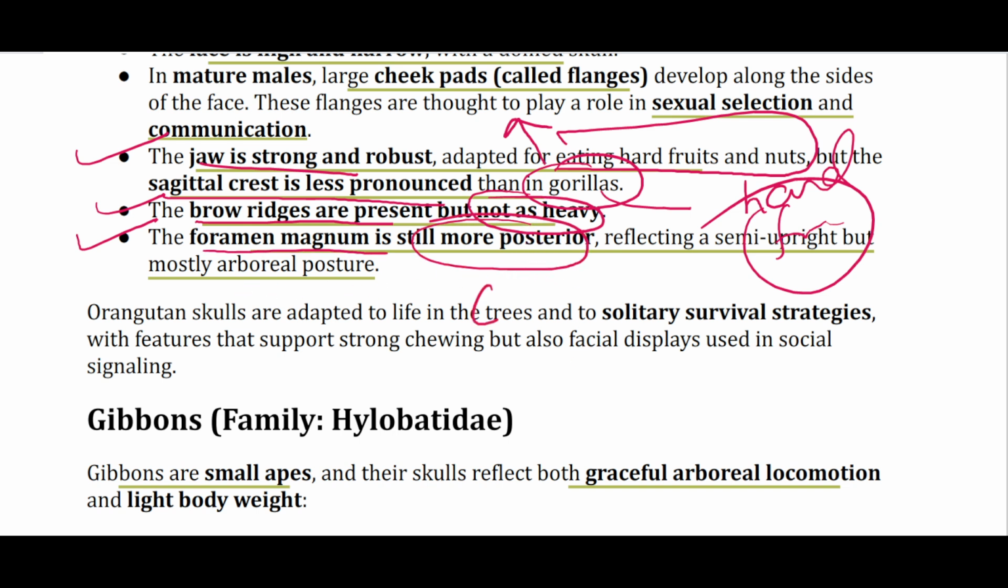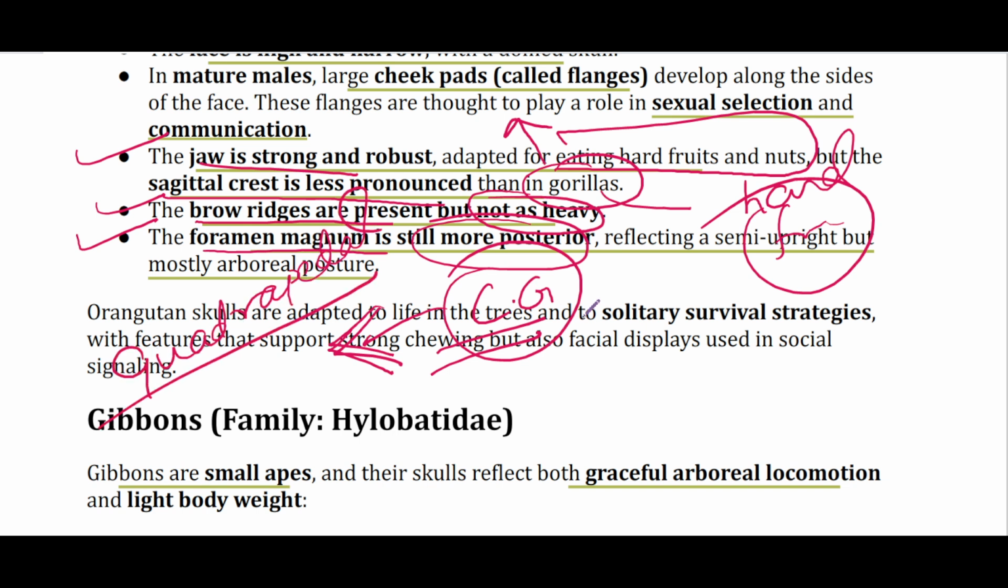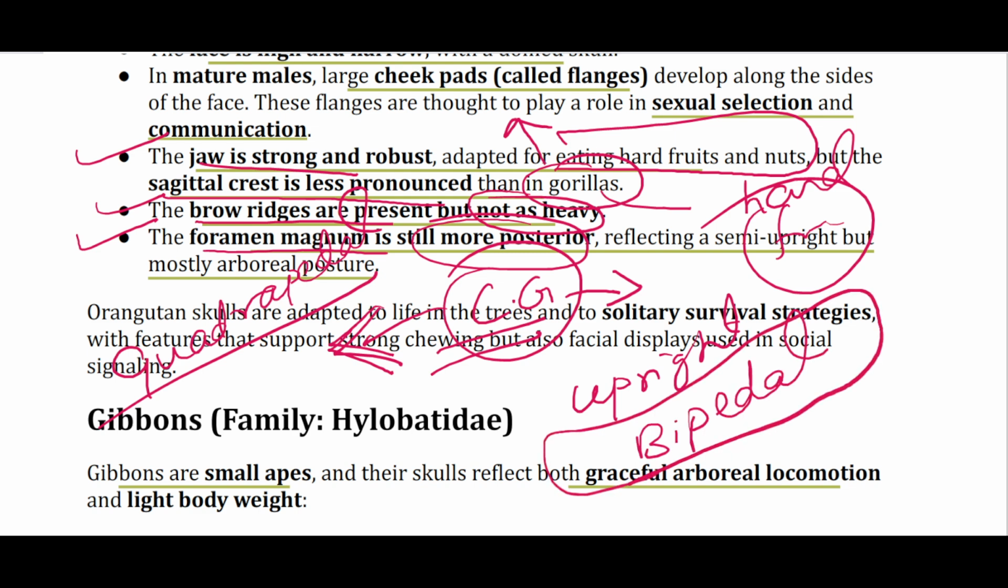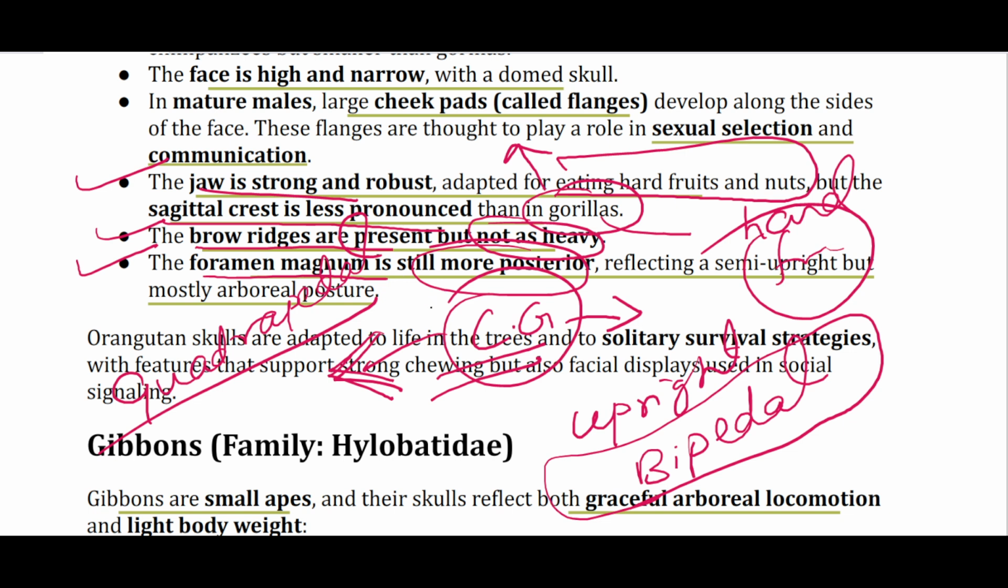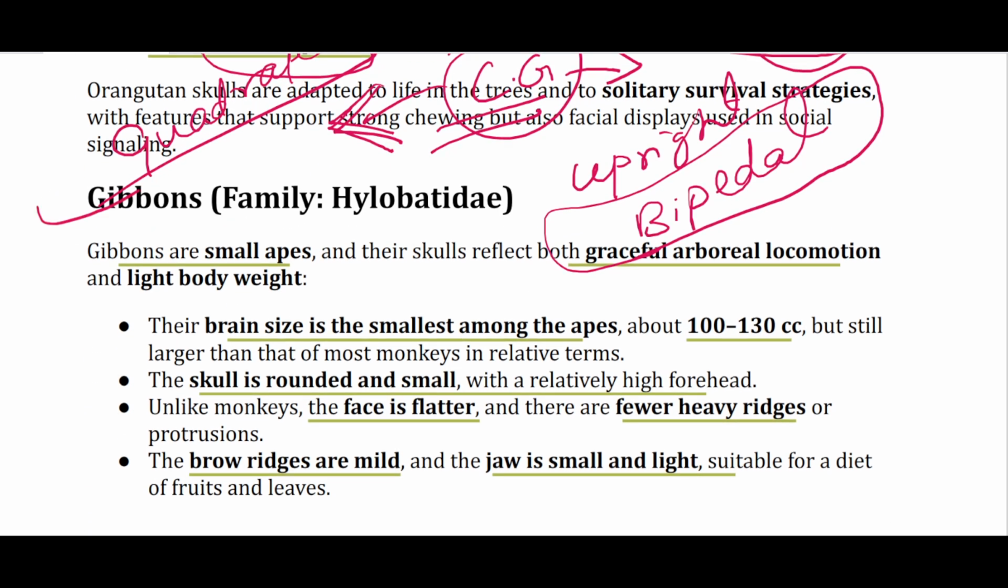So posterior placement signifies the center of gravity, and if the center of gravity is placed towards the back, it means the mode of locomotion is quadrupedal. And if it is placed towards the center, it means an upright posture or bipedalism, even if it is occasional bipedalism or semi-bipedalism. So here their foramen magnum is placed towards the center, and it reflects a semi-upright but arboreal posture. Now let's move on to gibbons.